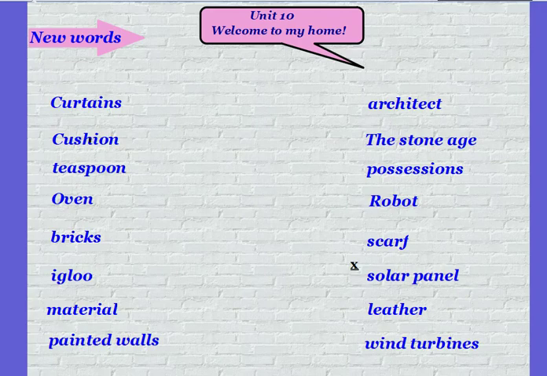The next word is painted walls. And I think it is easy and clear, and it means some walls which are painted. And for this I can say there are many painted walls in the clubs.